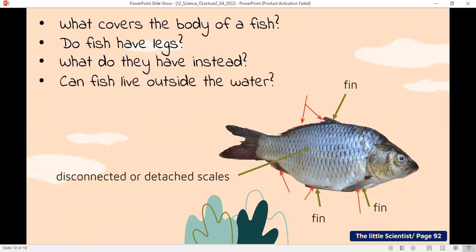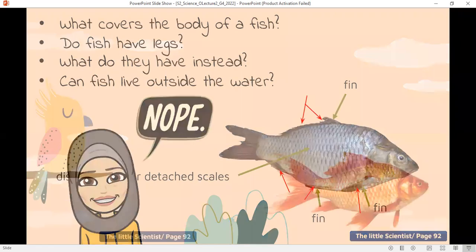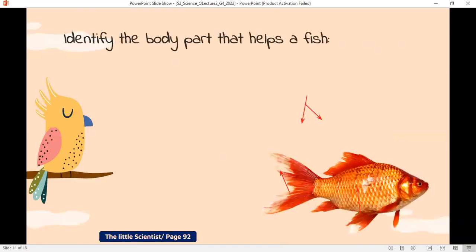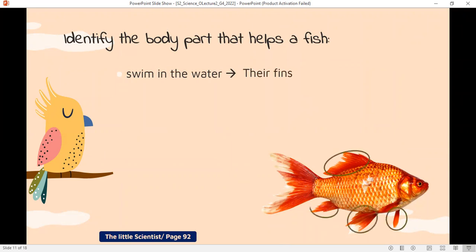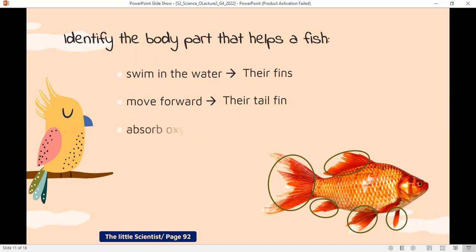Can fish live outside the water? No, for sure they cannot. Fish live inside the water. To swim in water, fish use their fins. So this is a fin. Those also are fins. The tail fin of a fish helps it to move forward in water. This is the tail fin. Okay? So the fish fins help it to swim in water. The tail fin helps it to move forward.